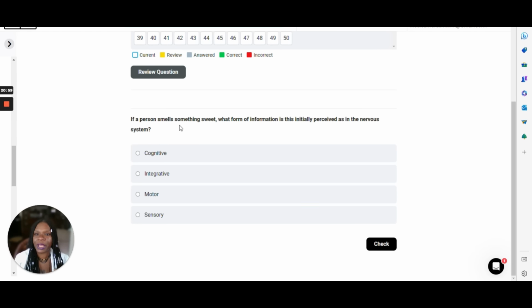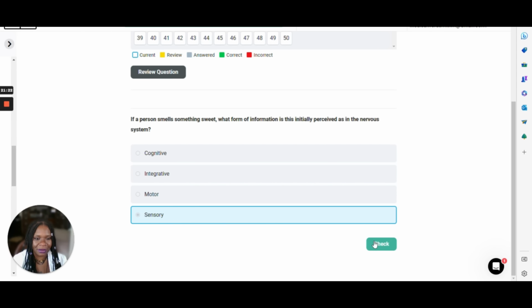All right, so if a person smells something sweet, what form of information is this initially perceived as in the nervous system? Is it cognitive, integrative, motor, or sensory? We're going to go with sensory, and here is why.